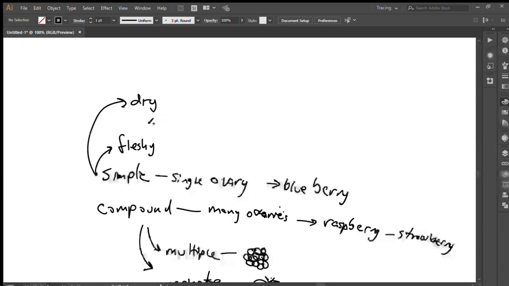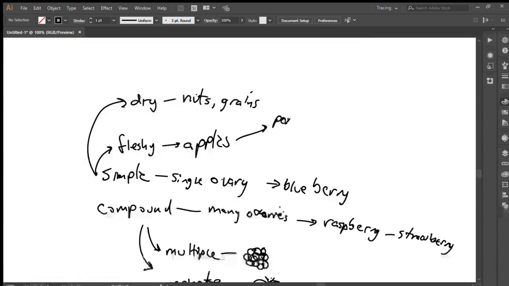Fleshy and dry fruit. Fleshy fruits are like apples, tomatoes, cucumbers, things like that. You can tell they're fleshy. Dry fruits, on the other hand, are your nuts and grains. So fleshy is what we really think about as fruits, so let's say apples. Dry fruits: nuts, grains. Not as obvious there.